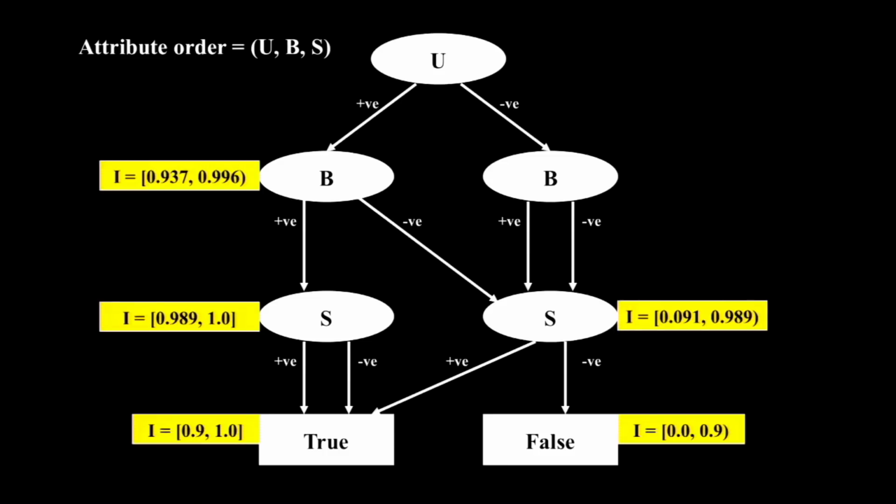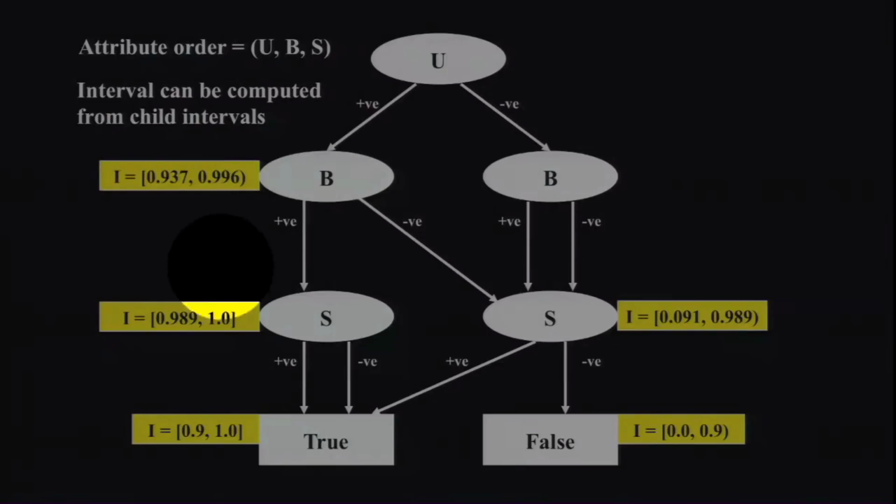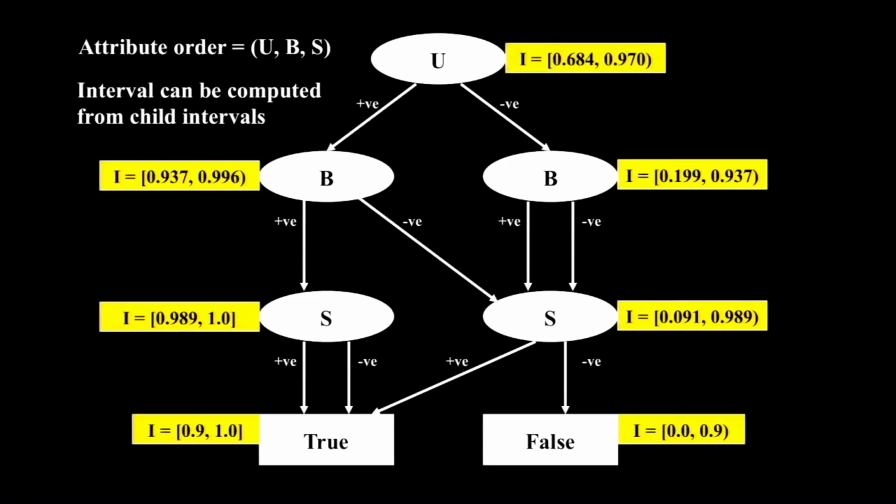Now, it turns out that you can compute the interval for a node from the child intervals. So for this guy, given that I have this, I can compute the interval for it. For this guy, this can be computed from this and that. The formula is in the paper. We'll give you a link to the paper on this. So these can be computed incrementally as you're doing the compilation algorithm.